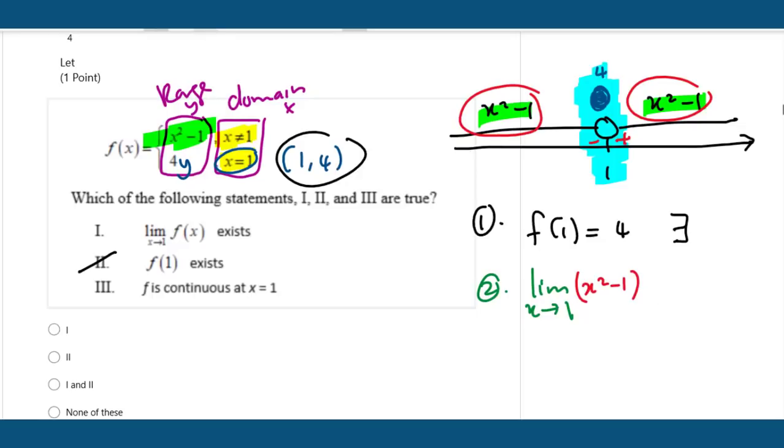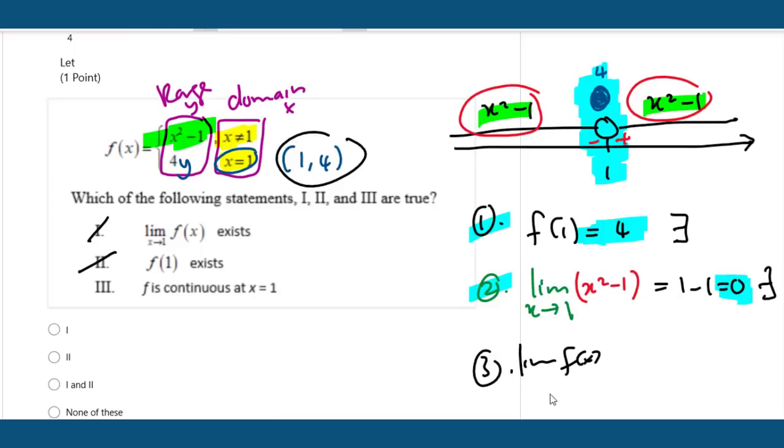Okay, then substitute: 1 minus 1 is 0. So the limit also exists. The next step is to check whether number 1 is equal to number 2. Number 1 is equal to 4, and number 2 is equal to 0. So here they are not equal. Actually, the limit of f(x) as x approaches 1 is not equal to f(1).